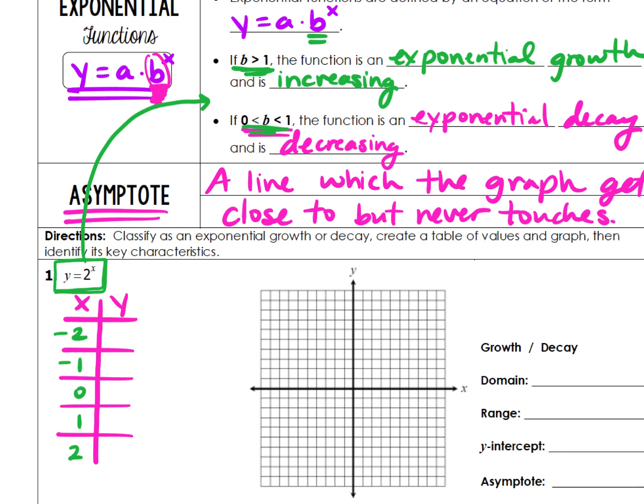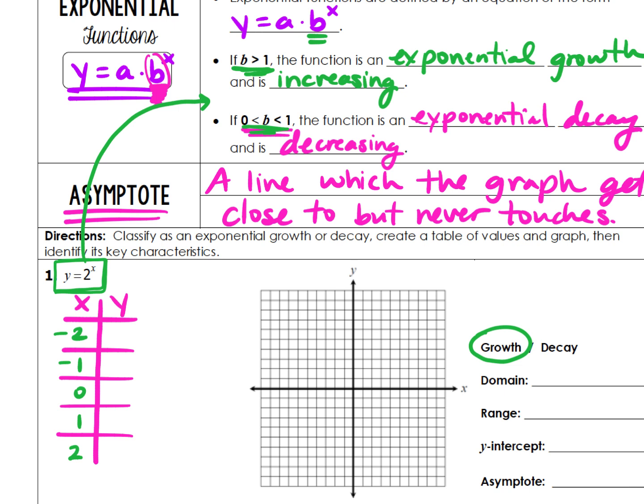A fraction's positive too. Greater than 1, okay? So we have a number greater than 1 here. That means this is going to be a growth problem, okay? So you shouldn't have to graph it to see that. You should be able to see that just looking at the equation.